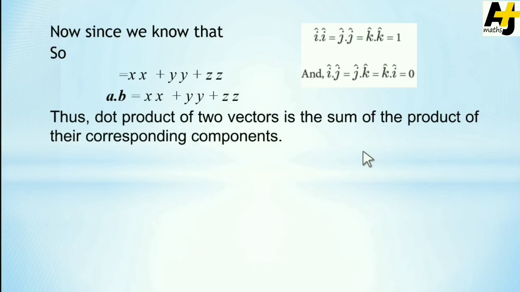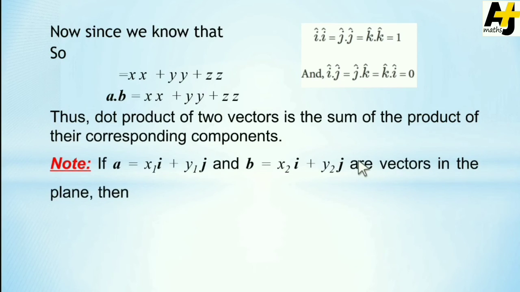Similarly, you can multiply the z component separately and we will get the same kind of result. Now, as we know that i dot i, j dot j, k dot k equal 1, and i dot j, j dot k, k dot i equal 0, by putting these values in the above relation we will get x1 x2, y1 y2 and z1 z2. That's why A dot B equal to x1 x2 plus y1 y2 plus z1 z2. Thus the dot product of two vectors is the sum of the products of their corresponding components.